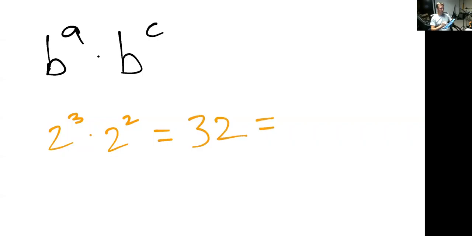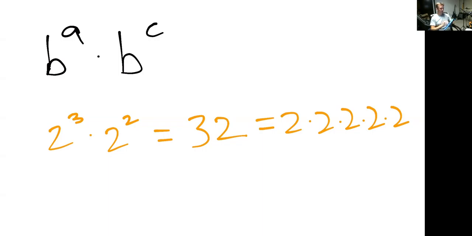Let's look at a couple of numerical examples first. Let's take 2 to the 3rd times 2 squared. We all know this in our hearts as well as in our heads. This is 8 times 4, which is 32. But we could also think of this like 2 times 2 times 2 times 2 times 2, right? That's 2 to the 5th. If you multiply that out, how many 2s does it take? It takes 5 of them.